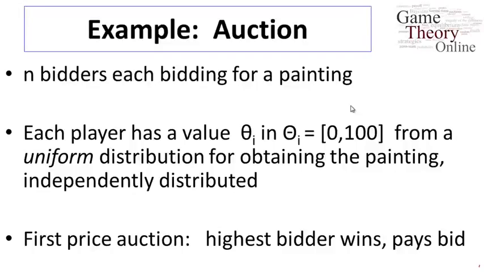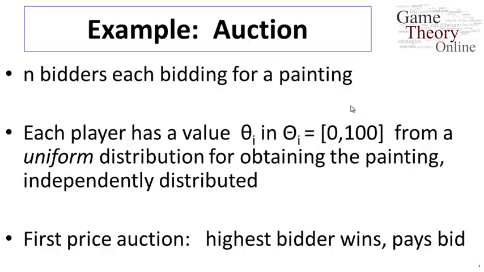Okay, so let's take a look at a slightly richer example of an auction. In particular, we'll stick with the first price auction. And again, now let's think of, instead of just two bidders, n bidders bidding for a painting. So there's some number of bidders out there all bidding for the same painting.